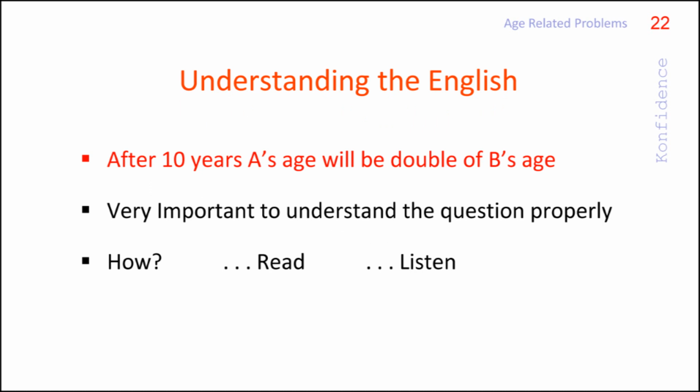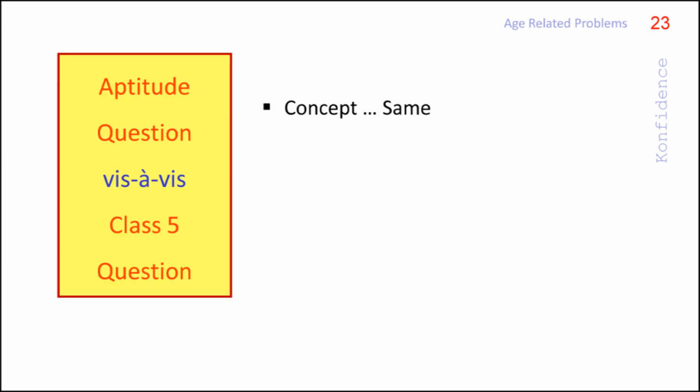The statement means that after 10 years, A's age will be double of B's age. Now, unless you understand this, you cannot proceed further in this question. This kind of usage is not very common in English books or articles, but is very common in logical questions. So you need to get familiar with such language by reading and solving more and more questions.